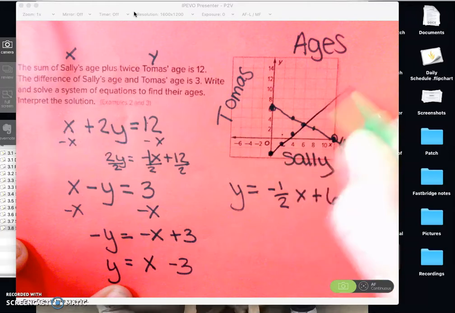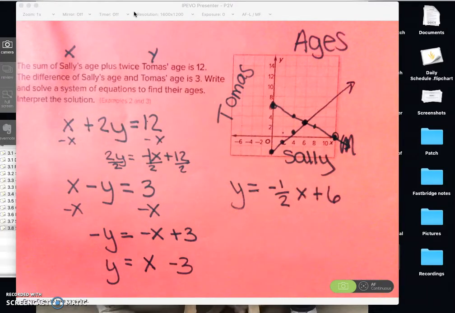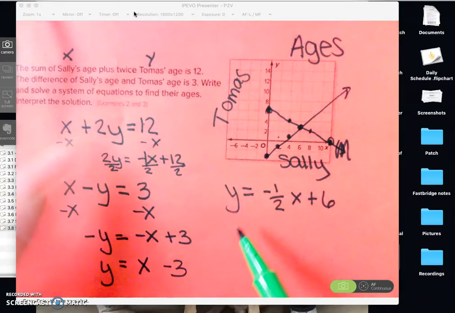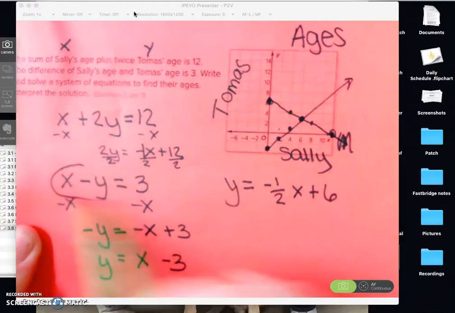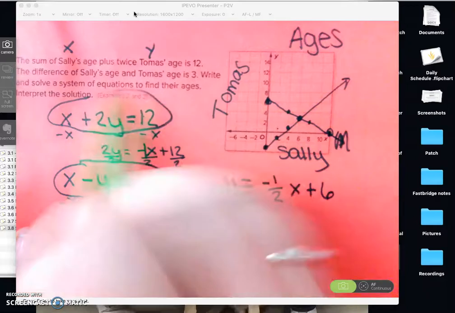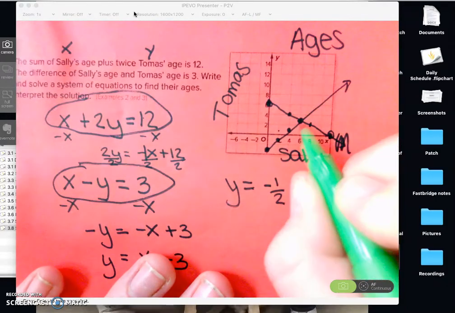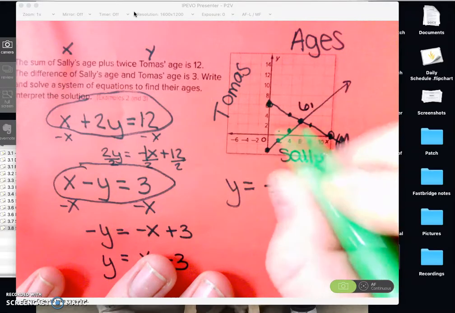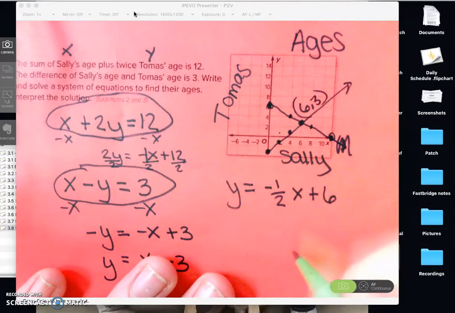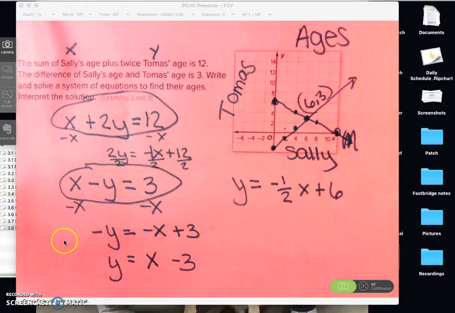Okay. Now this point here is where this point will satisfy both of my equations, this one and this one. So that has got to be the age of the two siblings or whatever they are. So Sally, the point is 6 and up to 3. So it's got to mean that Sally is 6 and Thomas is 3. All right, that's all I have for this.